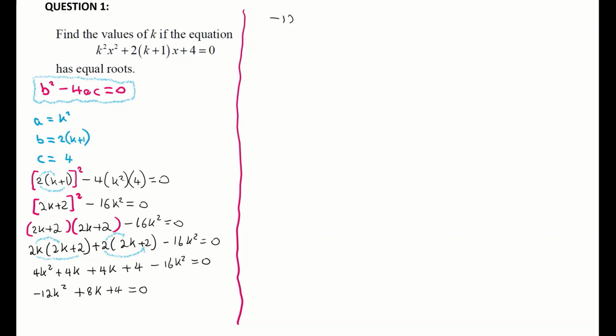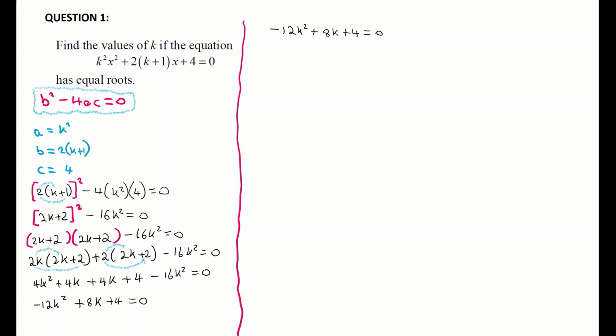It's minus 12k squared plus 8k plus 4 equals 0. Now, be careful here, we're doing our full quadratic equation formula. So we're not only doing the discriminant part, we've done the discriminant part here on the left. We now have to do the complete minus b formula in order to solve for k.